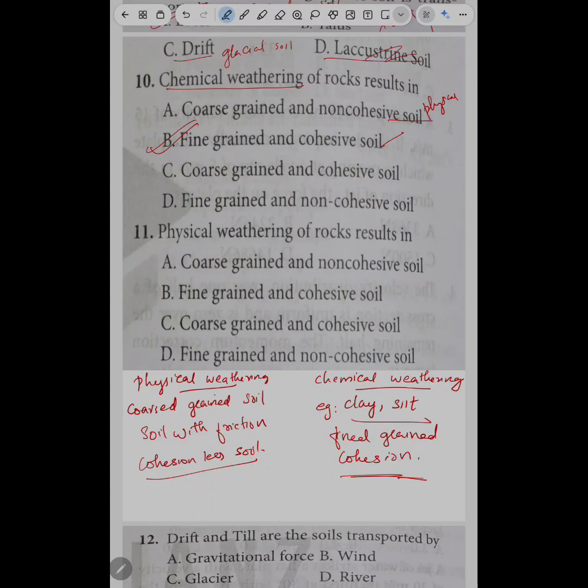Physical weathering of rocks results in: we already said coarse-grained and non-cohesive; fine-grained and cohesive, we said, is chemical weathering; coarse-grained and cohesive soil; fine-grained and non-cohesive soil; coarse-grained and non-cohesive soil. A is the answer for physical weathering.